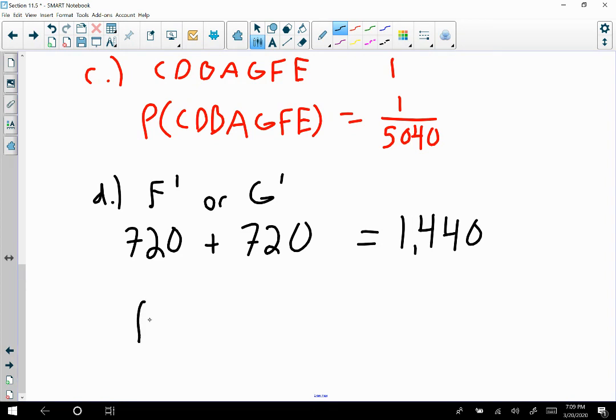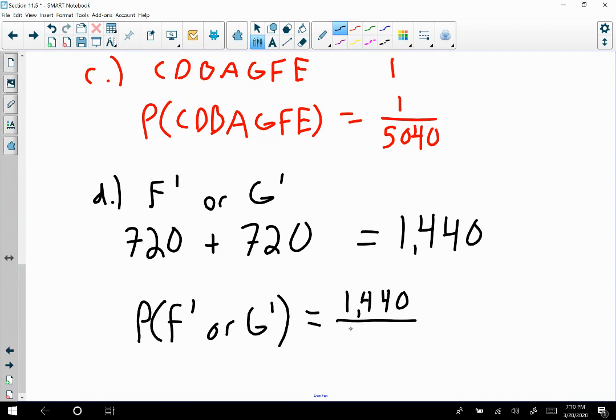So if we want the probability of this, F going first or G going first, all we're going to do is slap that 1,440 over 5,040. And if you go into your calculator and let it do the reducing that it can, this answer comes out to a nice 2/7. And there you go. Easy peasy, lemon squeezy. All right, let's hit the next one.